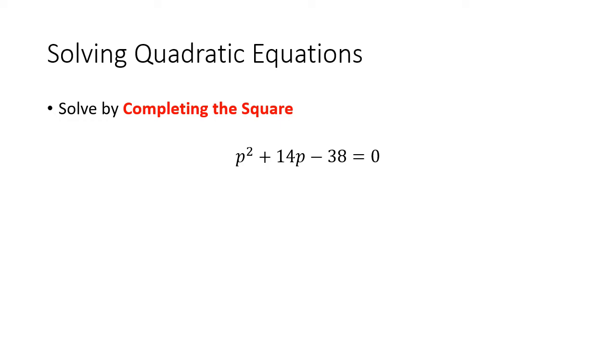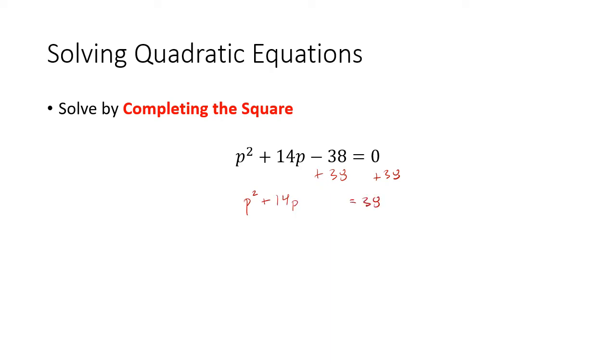Well, the idea here is to create a perfect square trinomial where one doesn't already exist. So what does that mean? There's a couple ways to do this, but what I like to do is add the constant to both sides of the equation to get just the p stuff on one side. So we have p squared plus 14p equals 38.